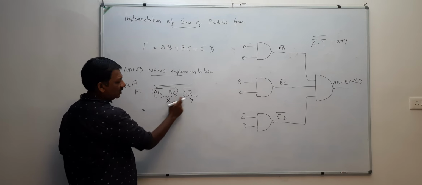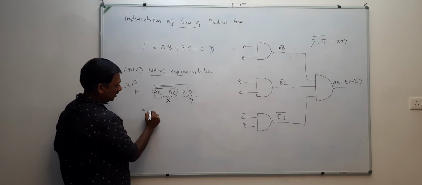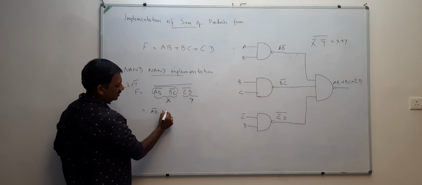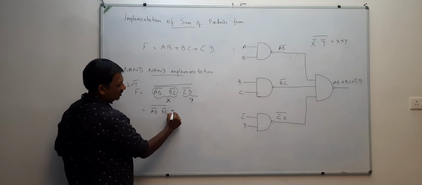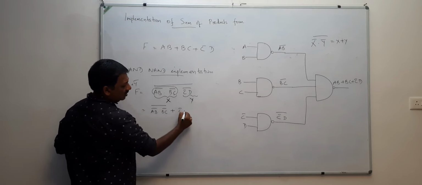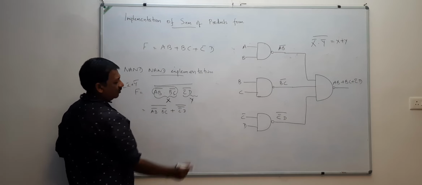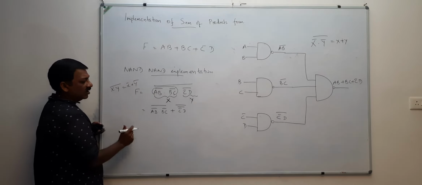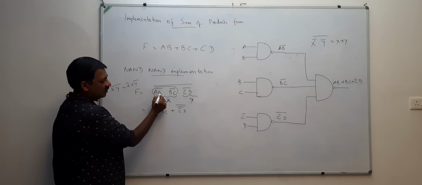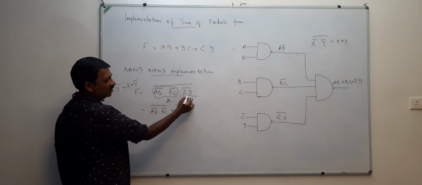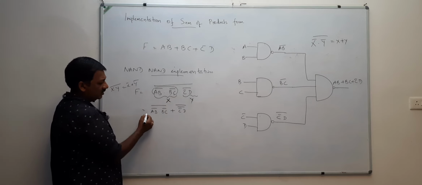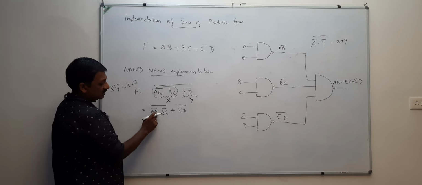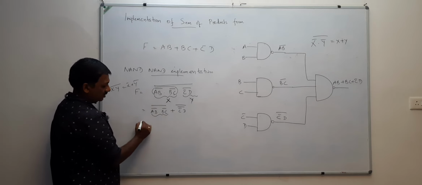This is X dot Y the whole bar, which is X bar plus Y bar, means this becomes AB bar dot BC bar whole bar plus C bar D bar the whole bar. That means X bar plus Y bar. X dot Y the whole bar is equal to X bar plus Y bar. That is X is AB bar dot BC bar and Y is C bar D the whole bar. That means this is X bar and this is Y bar.